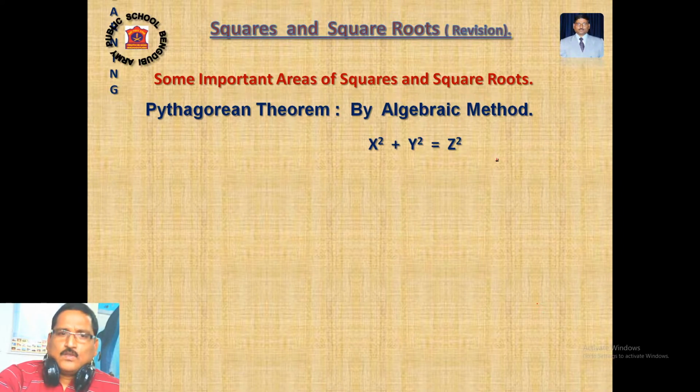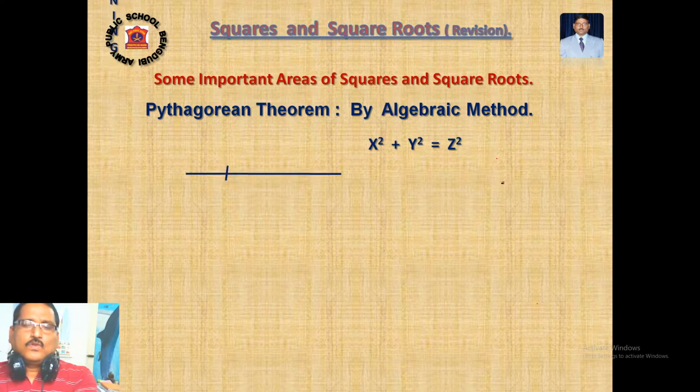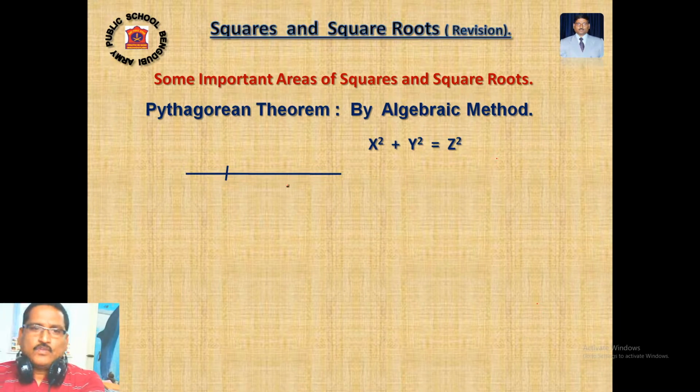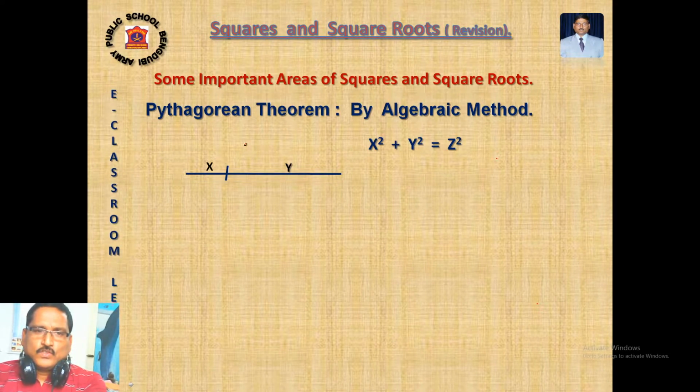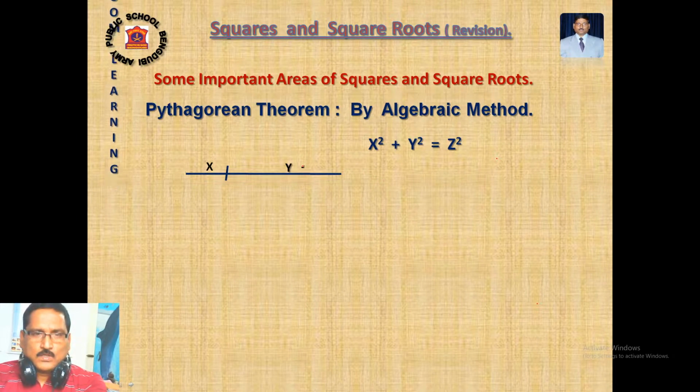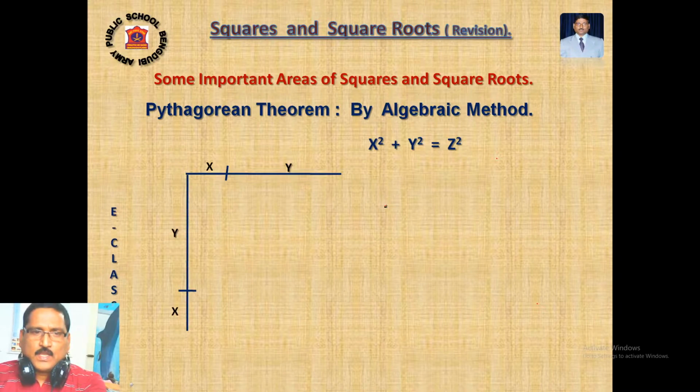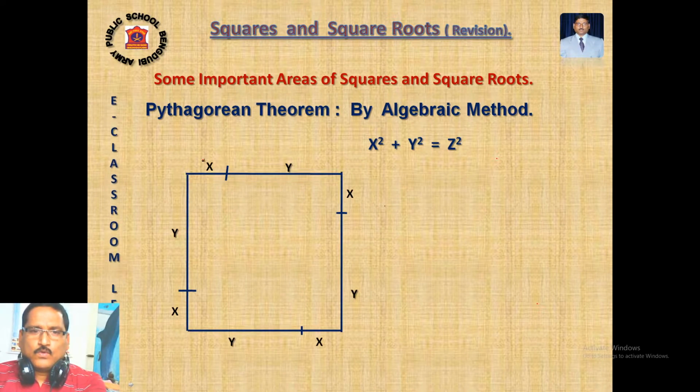For this, what to do? We have to draw a line segment, and we will divide it into unequal parts. So let the first part be x, second part be y. Okay, so that means this line segment is the sum of two units. Okay, x plus y whole square. Taking this whole side as a side of a square, if I complete it, I will get one whole square.